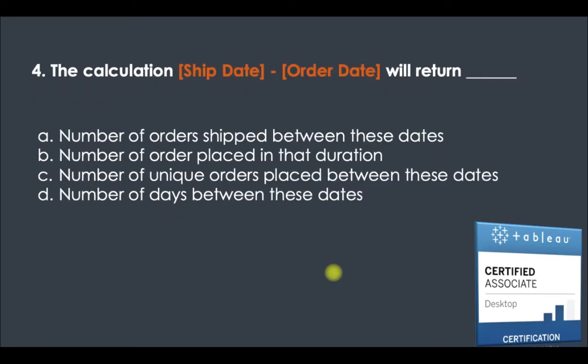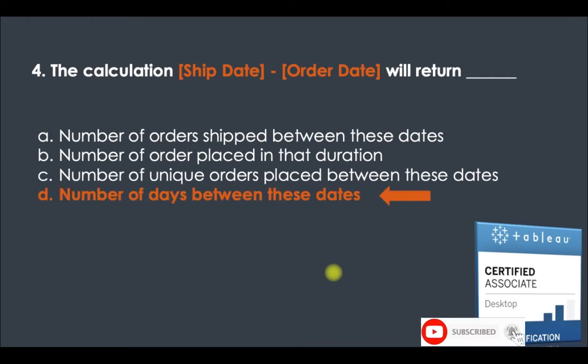Then the calculation ship date minus order date will return what? Now, whenever you subtract one date from the other date, usually, logically, you will get the number of days. If you see the options, the number of days between these dates is the last option. So yeah, this has to be the answer.